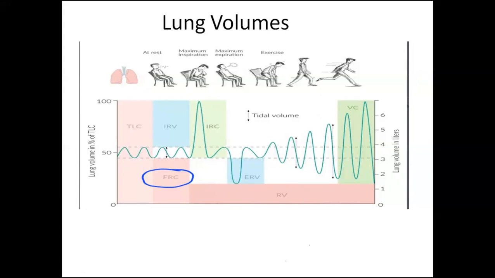Just remember these three. That is enough for us. One is tidal volume. It is the volume of air moved in or out of the lung during normal respiration. FRC is the volume of air in the lung at the end of normal expiration. Residual volume is the air in the lung at the end of forced expiration. Just these three is enough for us.